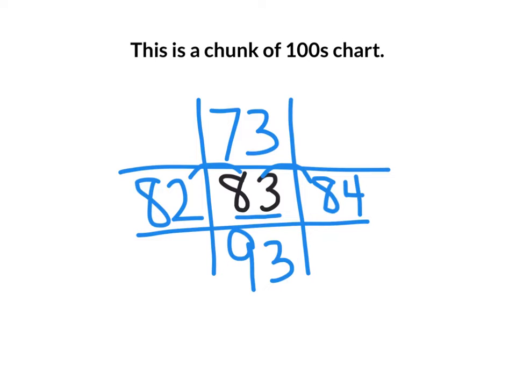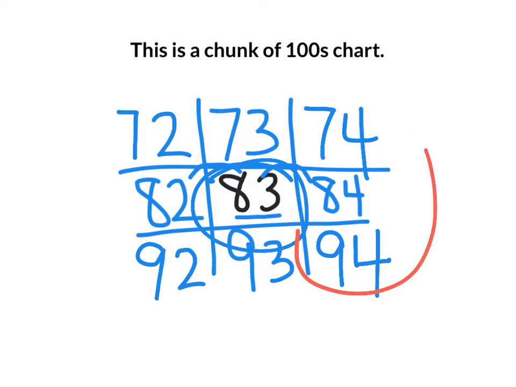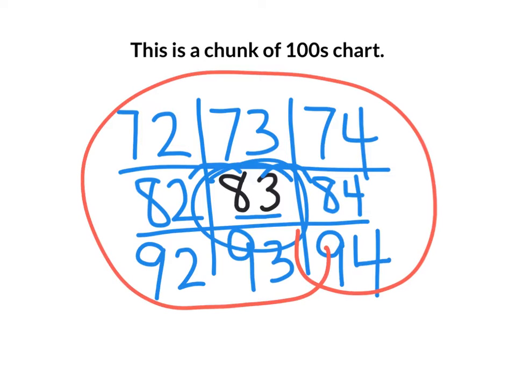So let me complete the chart. 82, 10 less is 72. 10 more, 92. Now I'll go over to 84. 10 less is 74. And 10 more is 94. That's what we're trying to do, to use one number and then to be able to complete all the other numbers around it because we know a hundreds chart.